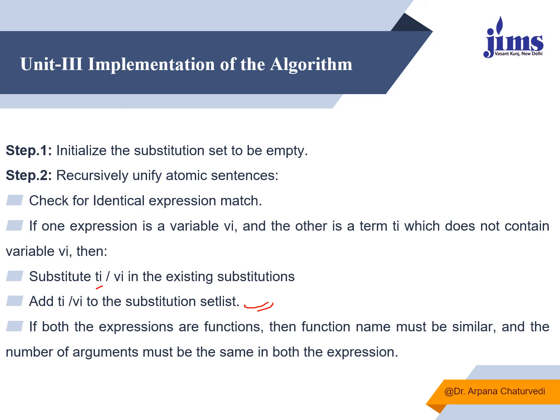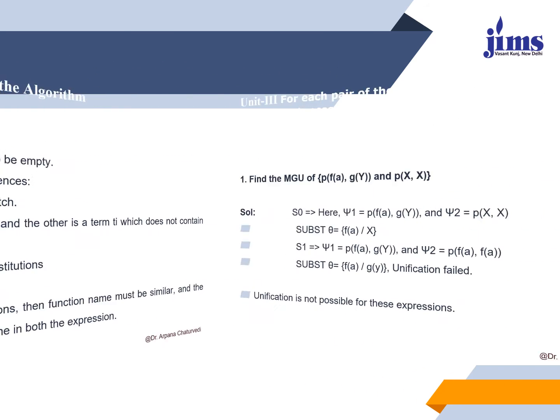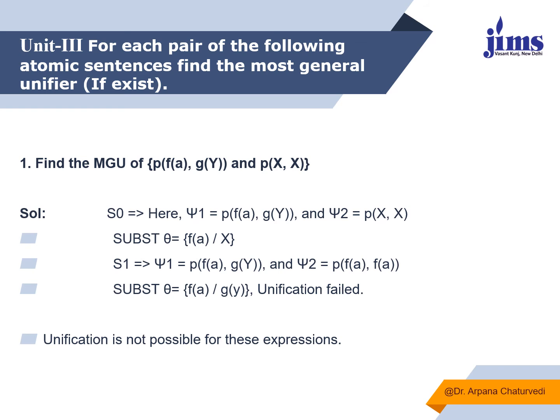If both the expressions are functions, then the function name must be similar. Otherwise we will not be able to unify the given problem statement. And the number of arguments must also be the same in the given expressions. This is easily understood with the help of some examples. Here is one of the examples. We are given to find the most general unifier of P(f(a), g(y)) and P(x, x).